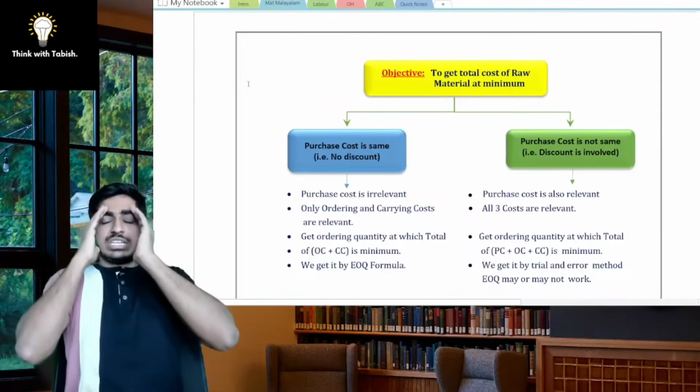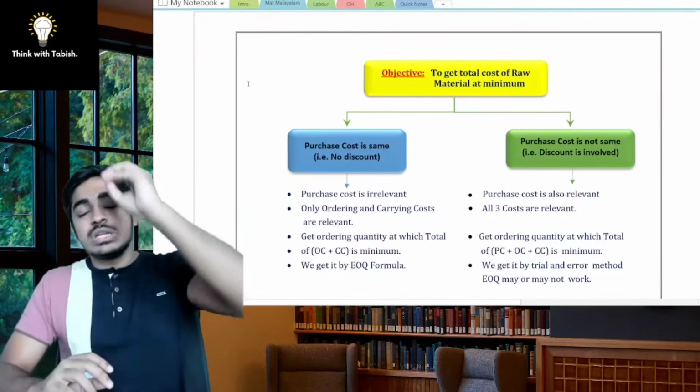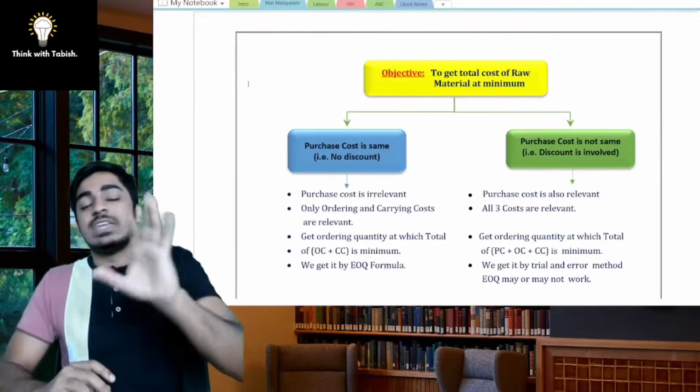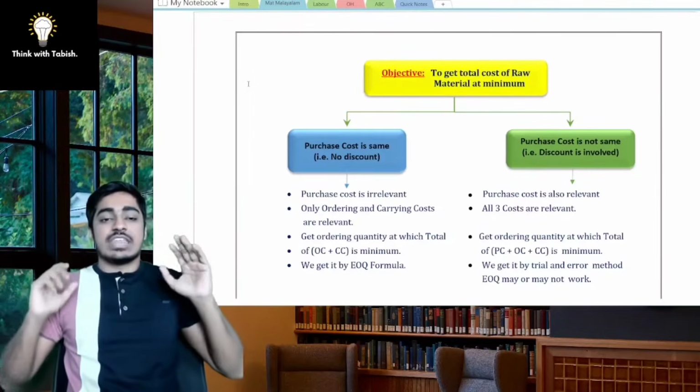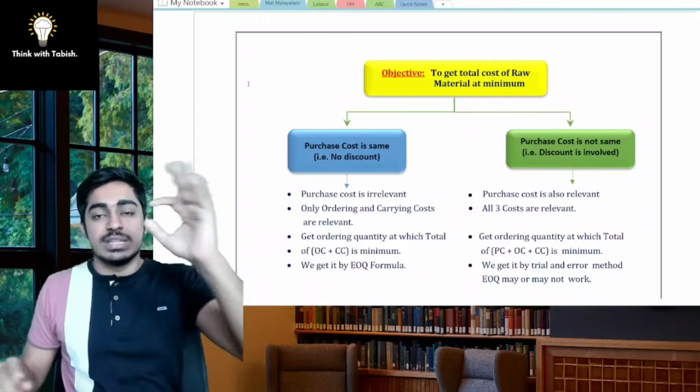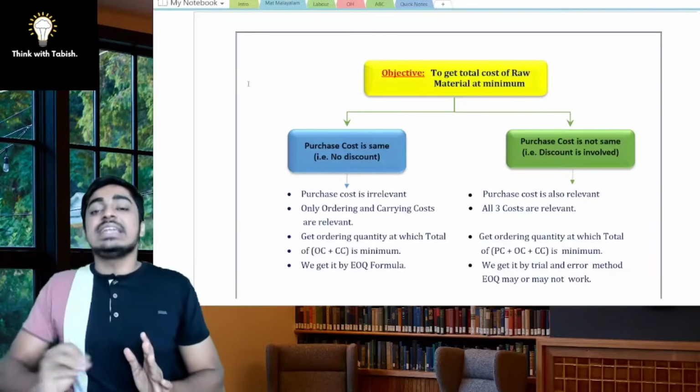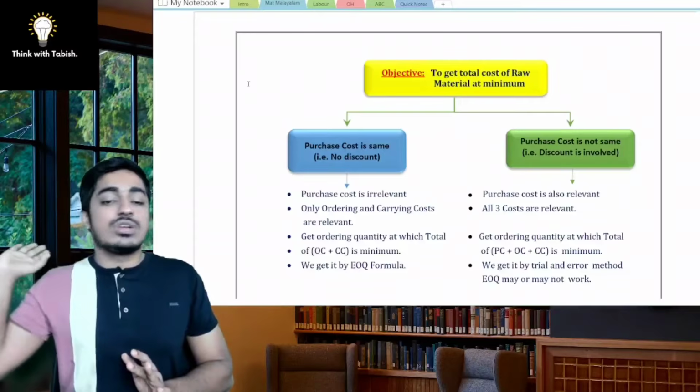So what is our objective? Our objective is to get the total cost of raw material at the very minimum. Now there can be two scenarios. Firstly, there is no discount, that is purchase cost is the same. Secondly, there is discount, that is purchase cost is not the same.